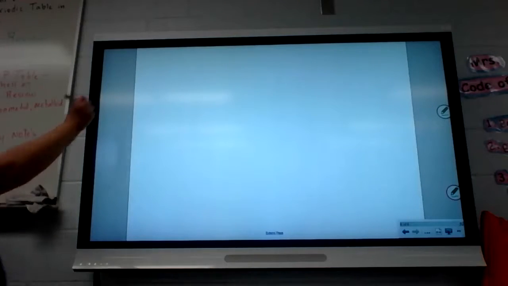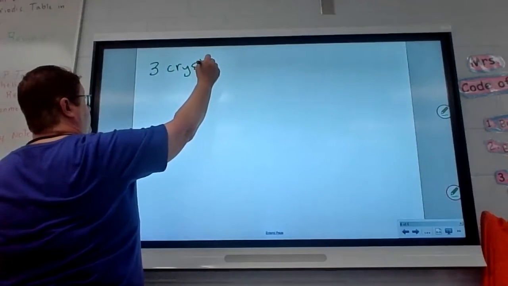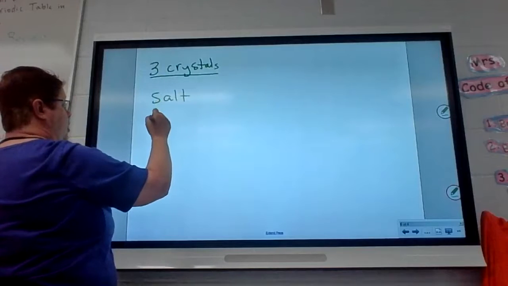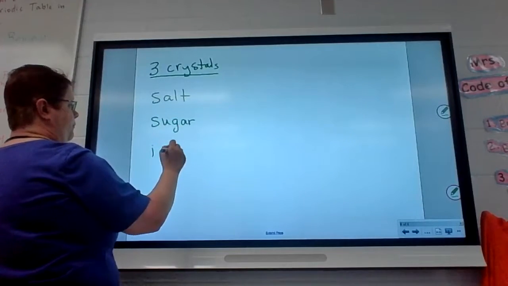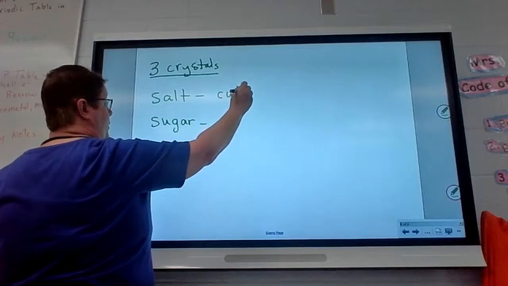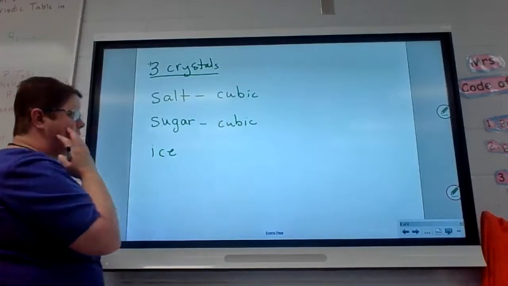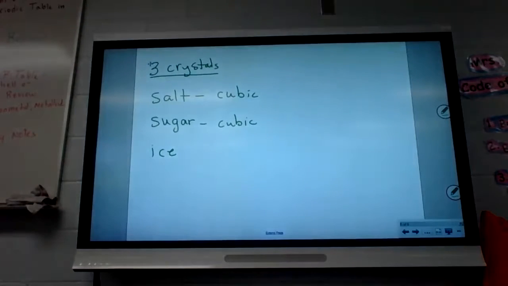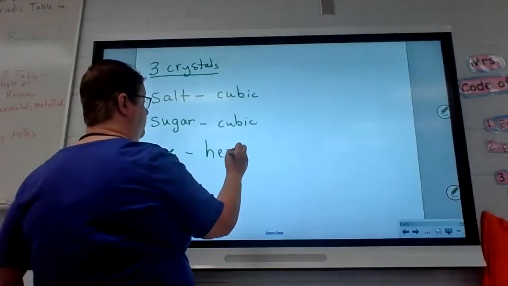Fabulous. So, there are 3 crystals that I want y'all to know. All right, salt, sugar, and ice? Salt and sugar are both cubic. And those are pretty easy to see. You can see those with a magnifying glass. Some of y'all might have eyes good enough to be able to see those on your own. All right, ice is hexagonal.